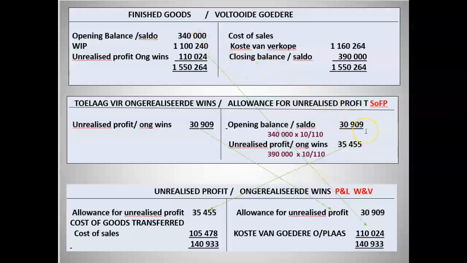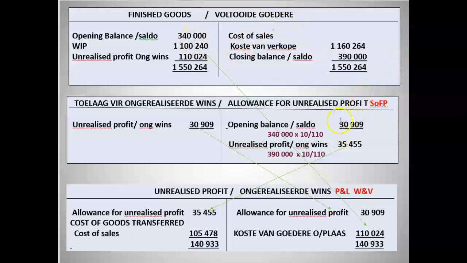Now this 3909, that was the unrealized profit in opening inventory, which I hope we have sold during the year. So that 3909 we're going to transfer to our P&L account because it was sold during the year. There it is. The unrealized profit in the opening inventory we transfer to a profit and loss account. Now, at the end of the year, we still have 390,000 Rand of inventory on hand, but that is an inflated figure.